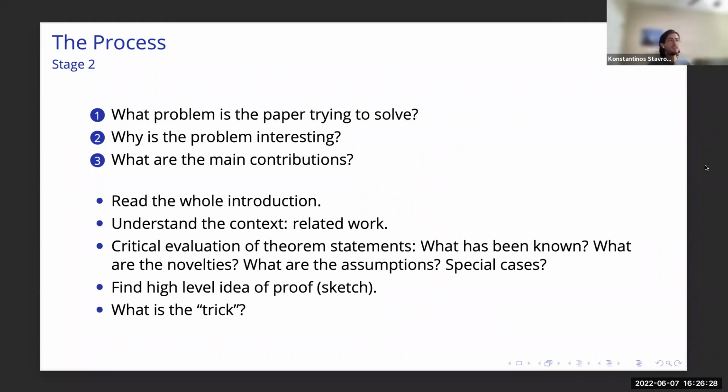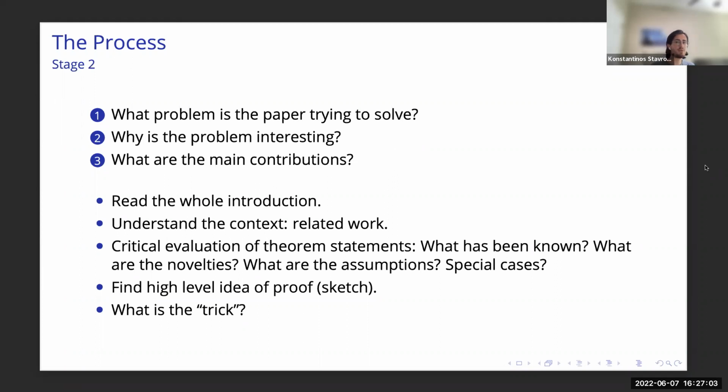Okay, and then we reiterate, as we said, the iterative refinement, and we go through the same questions again, but at this time we really want to have a satisfying answer to these questions. And now this will give us more detailed information and knowledge about the results. And yeah, at this stage, we should probably try reading the whole introduction instead of just some part of it.